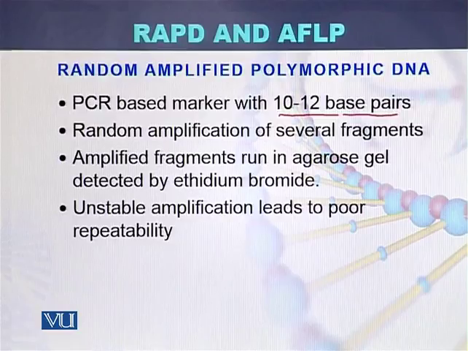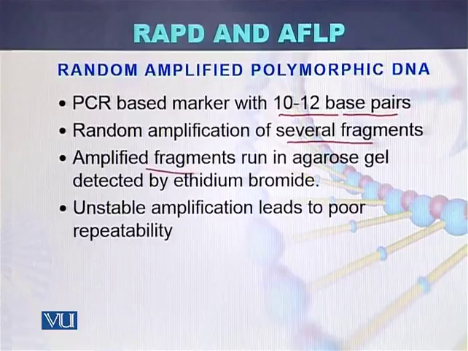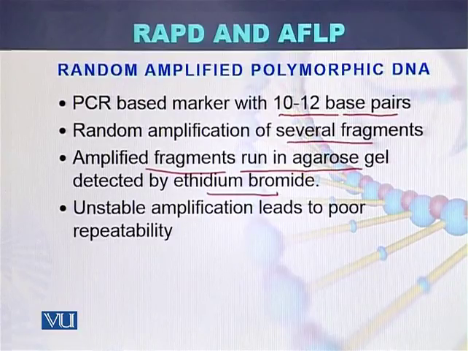Random amplification of several fragments occurs with the help of these 10 to 12 base pair long markers, and the amplified fragments are run on agarose gel and detected by ethidium bromide. Unstable amplification leads to poor repeatability.